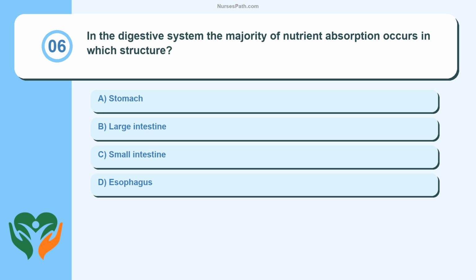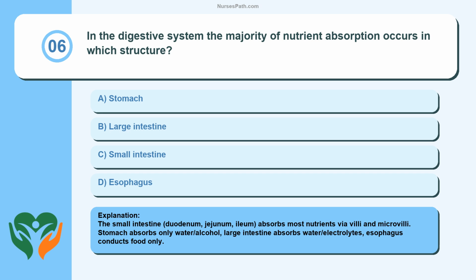Question 6. In the digestive system, the majority of nutrient absorption occurs in which structure? Stomach. Large intestine. Small intestine. Esophagus. The small intestine, duodenum, jejunum, and ileum, absorbs most nutrients via villi and microvilli. The stomach absorbs only water and alcohol, the large intestine absorbs water and electrolytes, and the esophagus conducts food only.